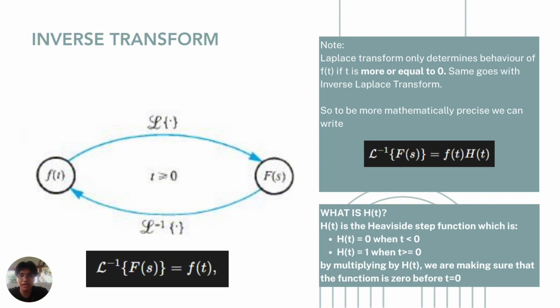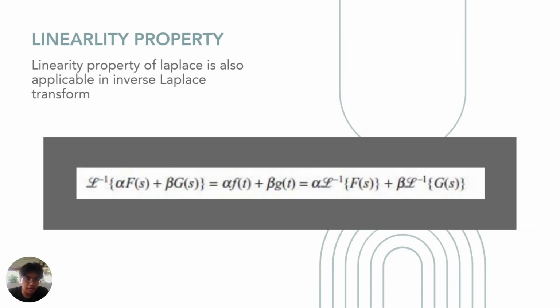So to be more mathematically precise, we can write the inverse Laplace transform of F(s) equals f(t) times h(t). So what is h(t) actually? h(t) is the Heaviside step function, which is as written here. By multiplying by h(t), we are making sure that the function is 0 before t equals 0. So this explains this whole thing where t is more than or equal to 0. The linearity property of Laplace is also applicable in the inverse Laplace transform.